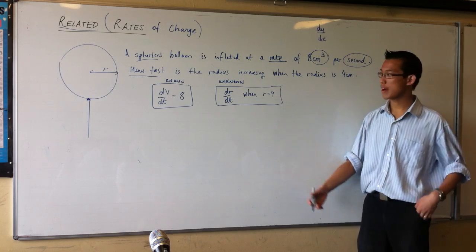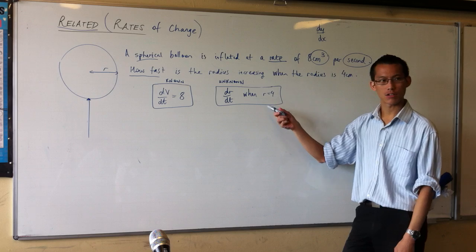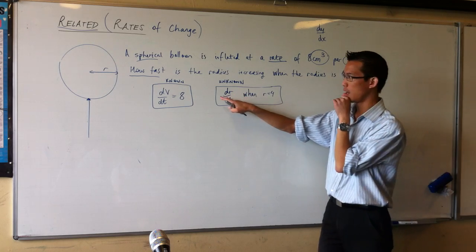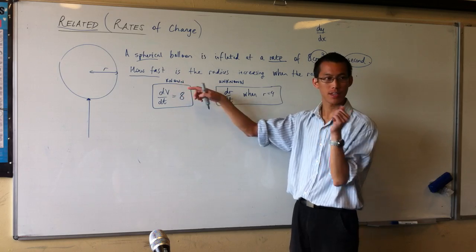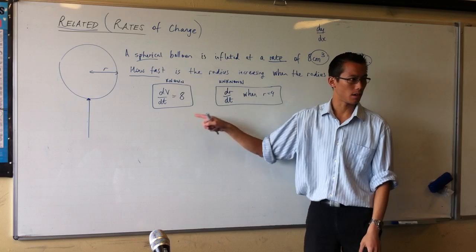Okay, so here's my setup, right? I've got to get from here all the way over to here. So how do I go about that? If I want dr and dt, and I've got dV on dt, you can see the missing component is that I've got no r's here, okay?